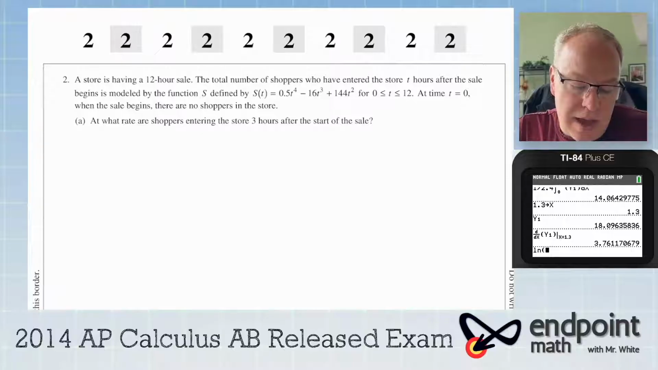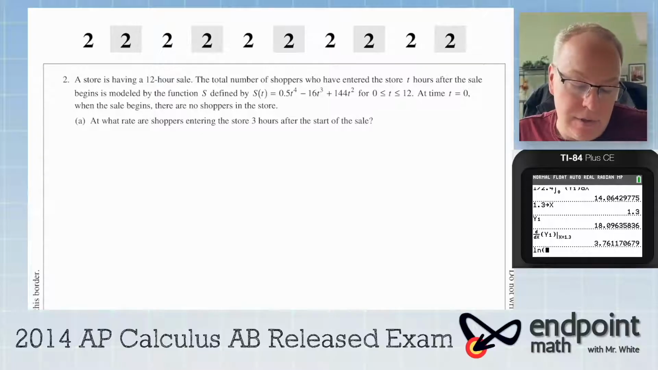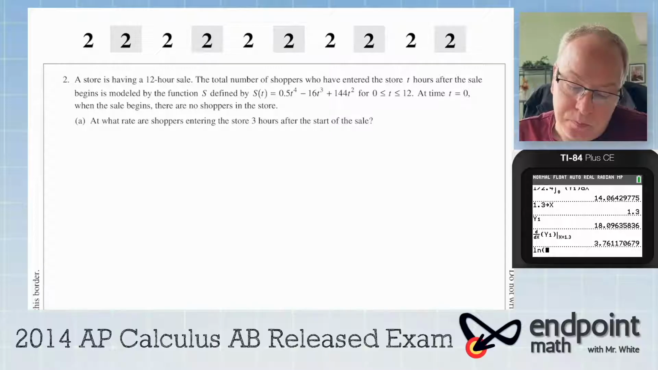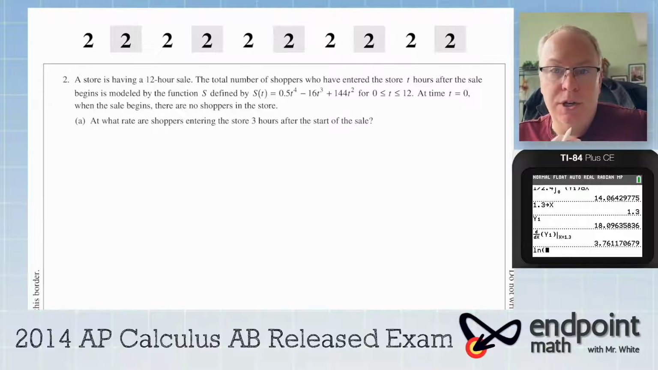A store is having a 12-hour sale, and the total number of shoppers that have entered the store after the sale begins is modeled by the function that you see here. So people are going in the store. This tells you how many people have entered the store, total. At the time t equals 0, when the sale begins, there are no shoppers in the store.